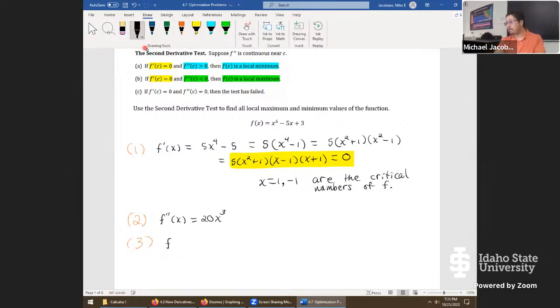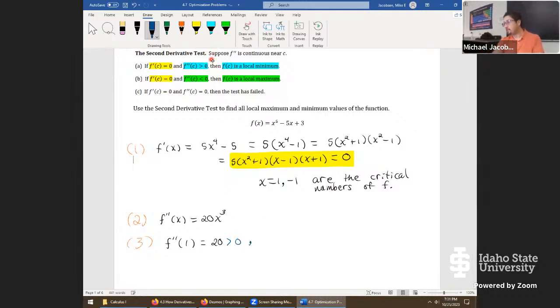Going back to f double prime, I'll just go in order. Let's plug in the first critical number, a positive 1. It's going into the second derivative right above. So this just turns into a 20. But now we can make a conclusion. 20 right here is positive. That's a weird thing to write on paper, but it's not a bad thing to write because it reminds us we're into part A here.